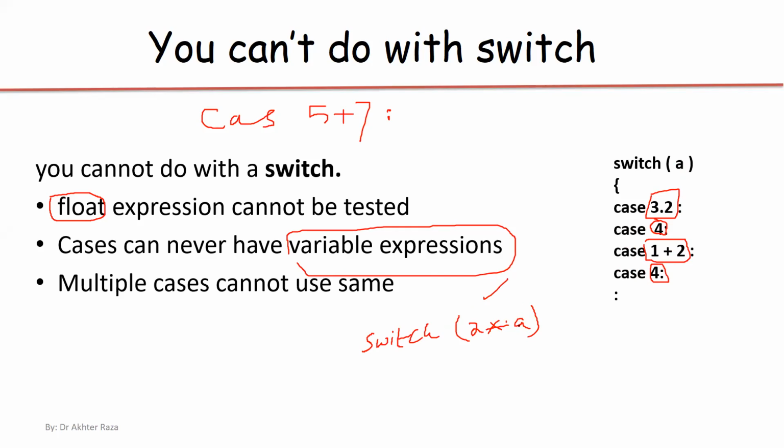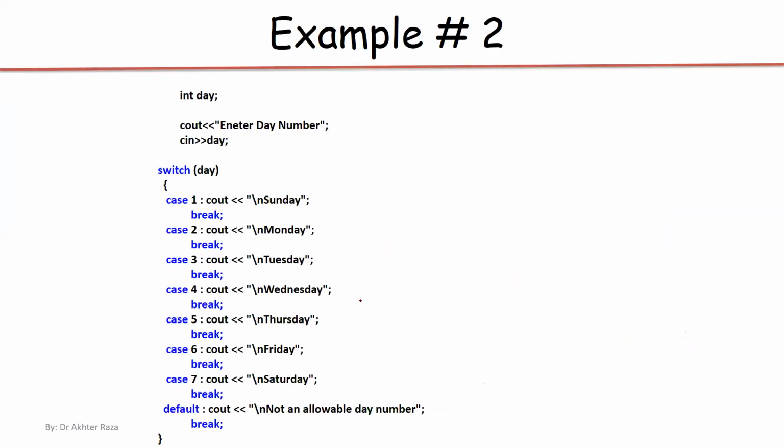If the value of a is 1, then 2a is 2, case 2, case 4, case 6. So if the value of a is 1, 2 multiplied by 1, the expression is 2, then this will be true. 2 multiplied by 2 is 4, this will be true. 2 multiplied by 3 is 6, this will be true. So here the expression is allowed in switch, but expression is not allowed with the case. So these are the situations which have some limitations.